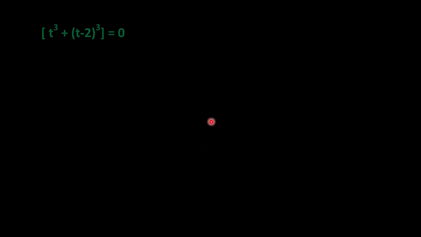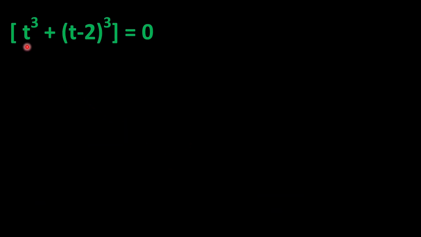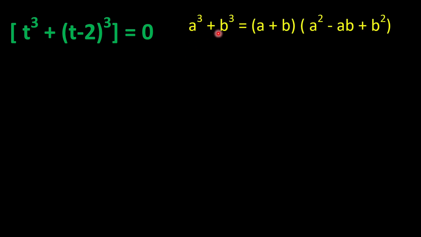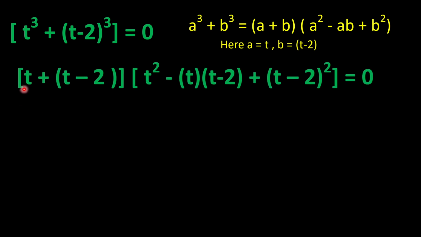So now let's take the second part of the equation, which was t cube plus t minus 2 all power 3 equal to 0. So now we will solve this equation, and again it is in the form of a cube plus b cube, but previously we had minus and now this is plus. So now we will apply the plus formula. According to the formula, a cube plus b cube equal to a plus b into a square minus ab plus b square. Now we will expand this equation according to this formula, so it will become a plus b into a square minus ab plus b square equal to 0.